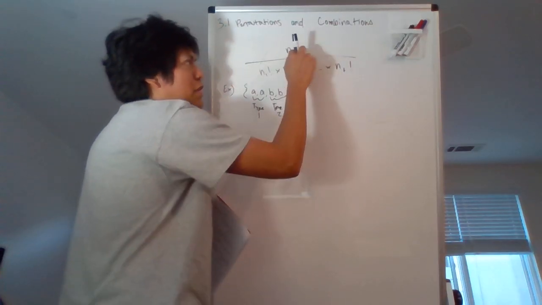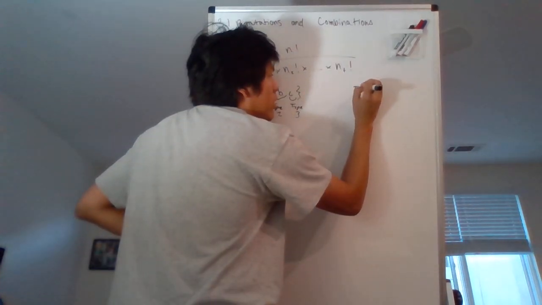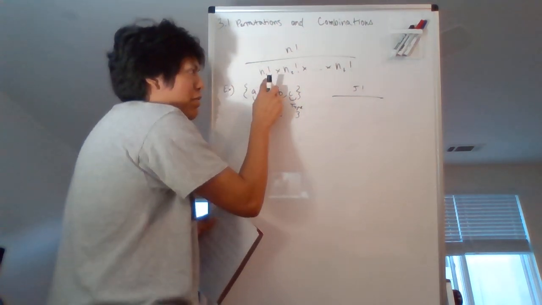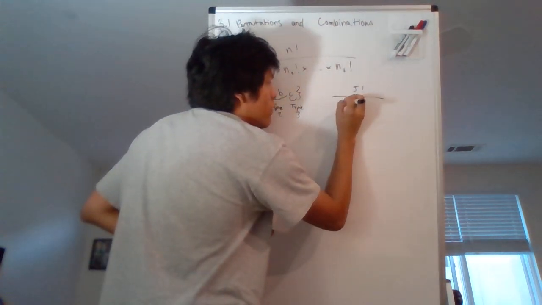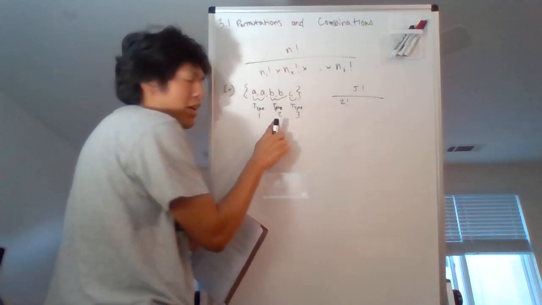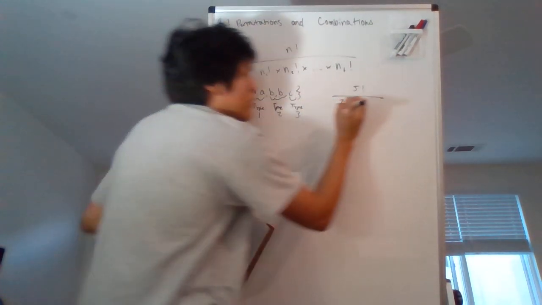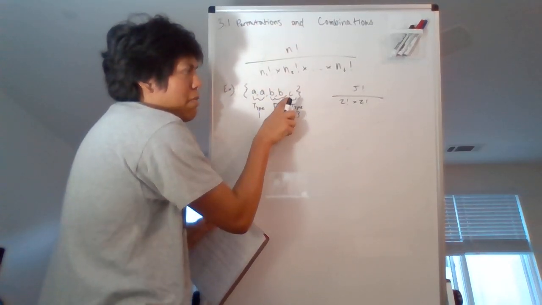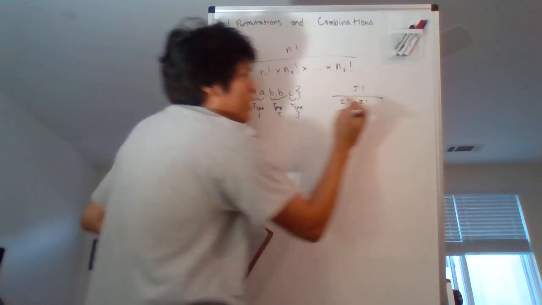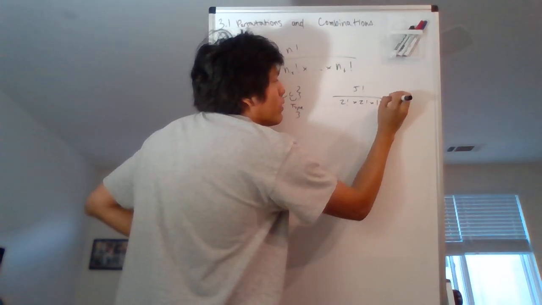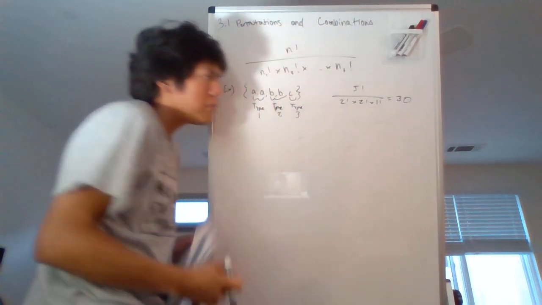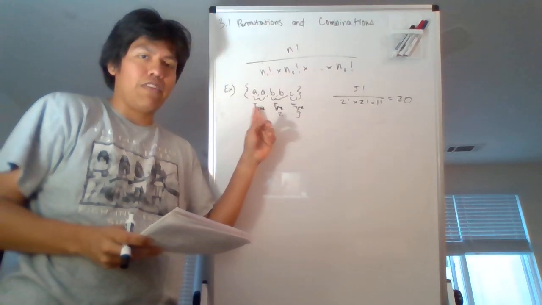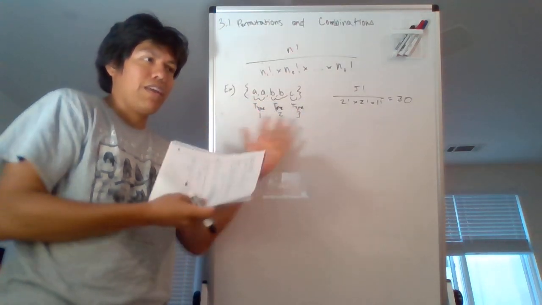So again, the total number of elements is 5 over how many elements are in type 1? There's 2, so that's 2 factorial, times how many elements are in type 2? There's also 2, 2 factorial, times how many elements are in type 3? There's just the 1, so there's 1 factorial. That is equal to 30. That means there are 30 possible ways of rearranging these 5 elements so that they are in a different arrangement.